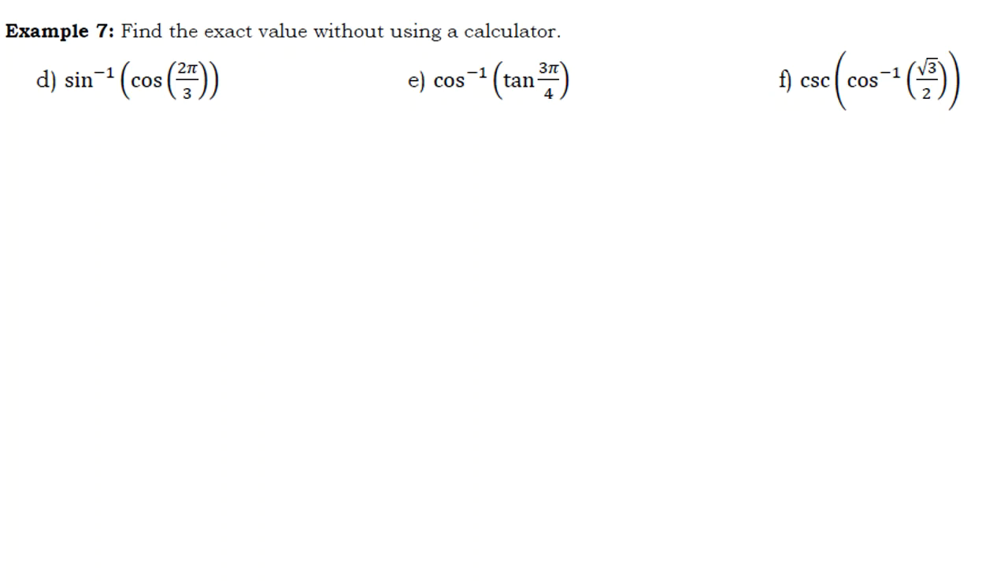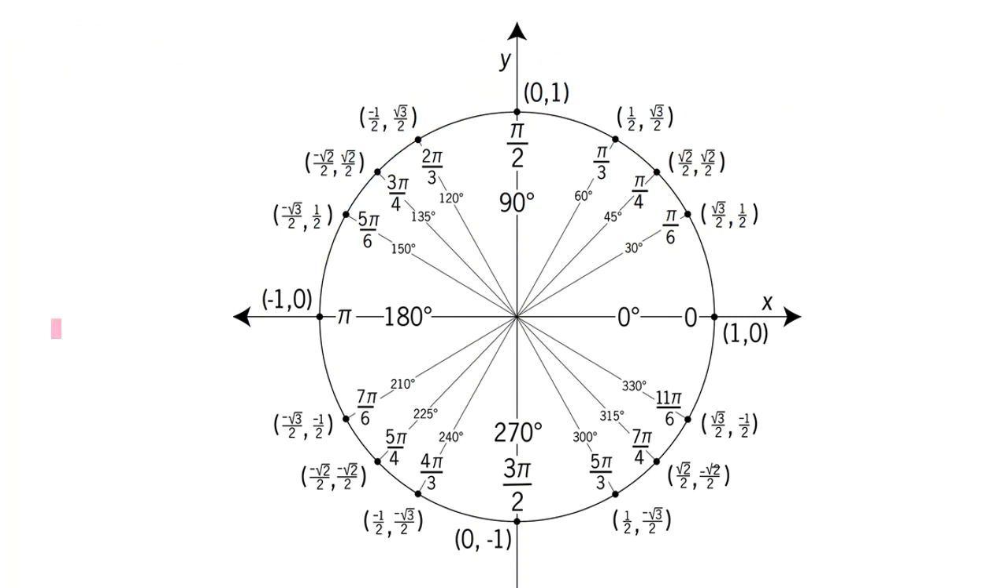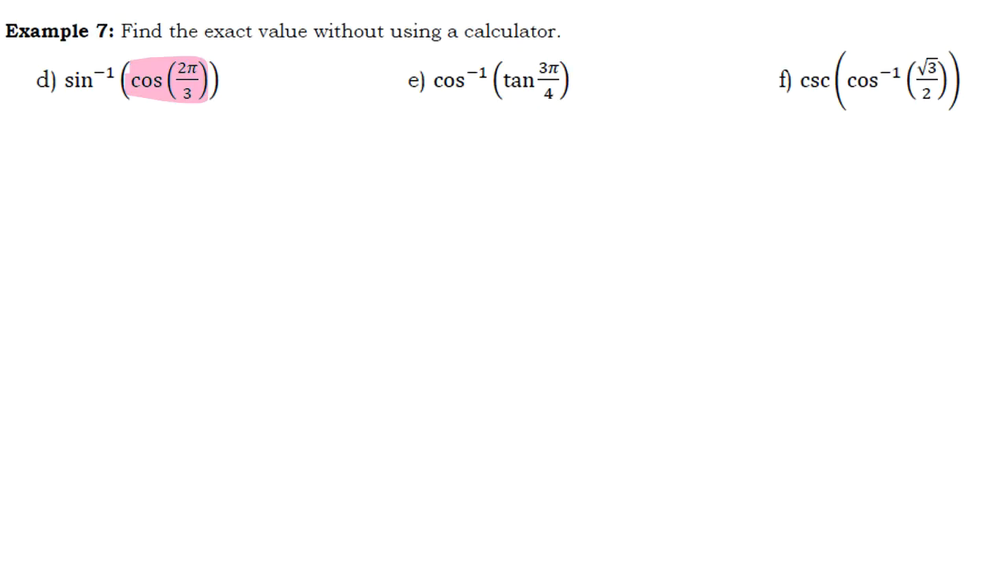First thing we're going to do is find the value of cosine of 2 pi over 3. So hopefully you have your unit circle pretty well memorized, but let's look over here and just get a picture of what we're doing. So 2 pi over 3 is right here. So the cosine of that is negative half. Great, so I'll just come over here and I'll put in inverse sine of negative half. All I did was just substitute that value in there.